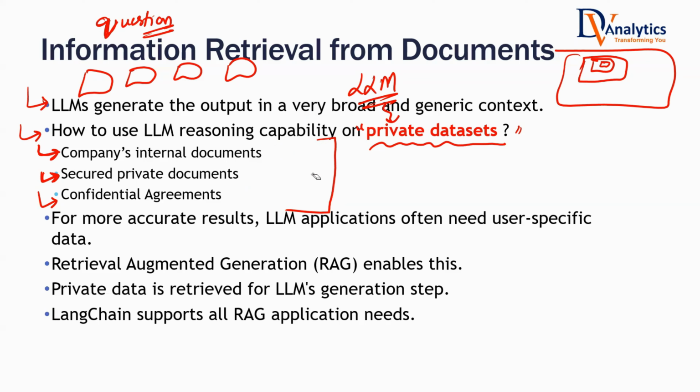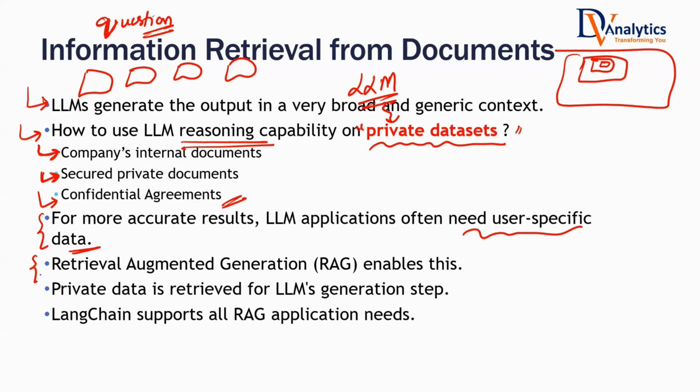We never know. So if you want to use the reasoning capacity of a large language model on your private documents, how do you do that? That's one of the biggest questions. I think that was a question we were discussing also, isn't it? For more accurate results, large language models often need user-specific data. If you want an accurate result, the large language model has to understand the user-specific data, the very, very specific niche data that you're talking about. That is what the large language model has to see.